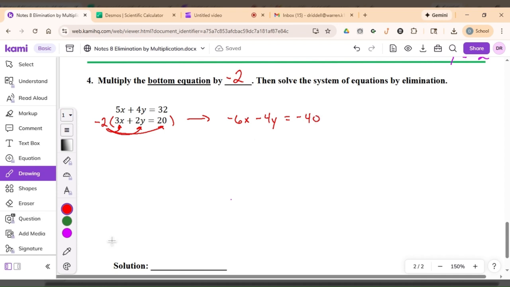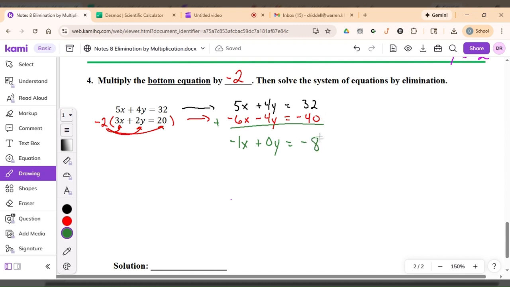They're all negatives now, but it has something we need, because if we keep the first equation as it is, that gives us a 5x here, a plus 4y here, and a 32 still. So we didn't do anything to this equation. If we add them together, which is what we're going to do now, add down: 5 plus negative 6, calculator says negative 1x. 4 plus negative 4, that's 0. That's 0y. That's exactly what we needed. 32 plus negative 40, that's negative 8.